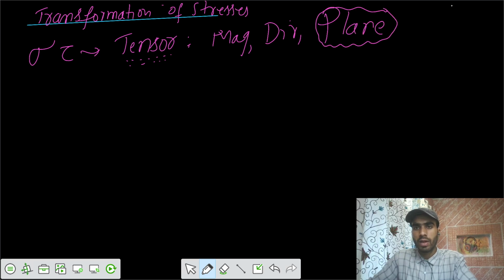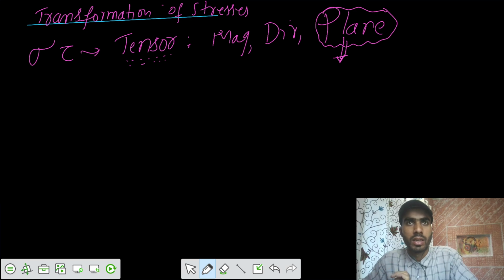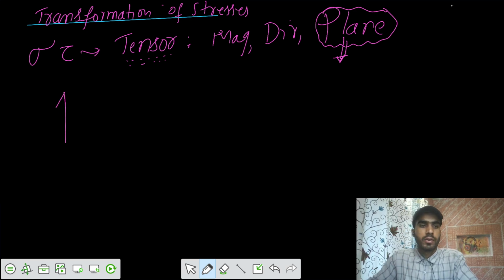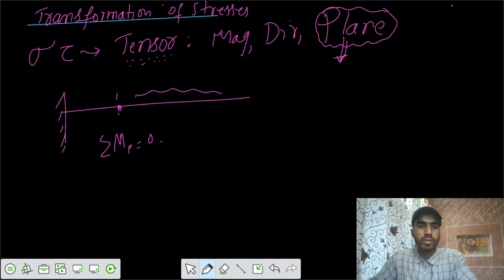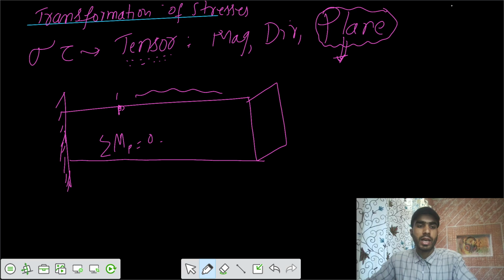So for this case, we have the plane. That's very important. On what plane your stress is acting, that's very critical. Let's say you have a general beam. Then we take some point or any section, and say the summation of moments about that point P equals 0. That means we not only say that a particular point should be in equilibrium. We say that the entire section or entire volume of the beam, each and every point should be in equilibrium.